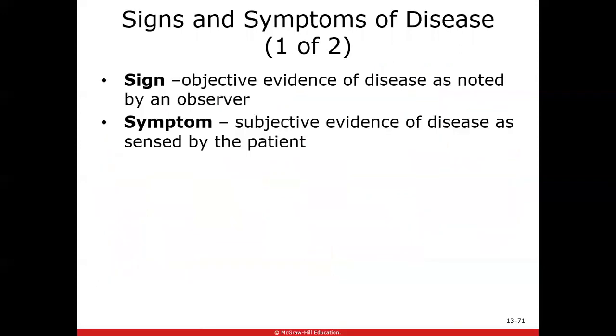So know the difference between a sign and a symptom. With signs, it's objective evidence of disease as noted by an observer. So a sign is something someone else can see and identify that you have an issue. A symptom is more subjective. Subjective evidence of disease as sensed by the patient.